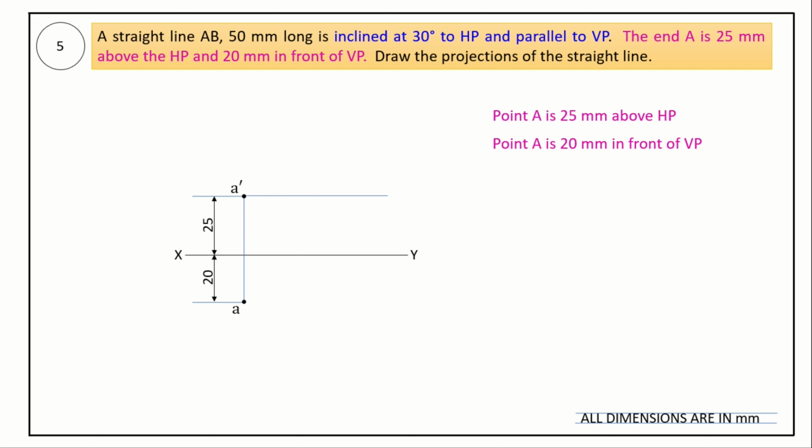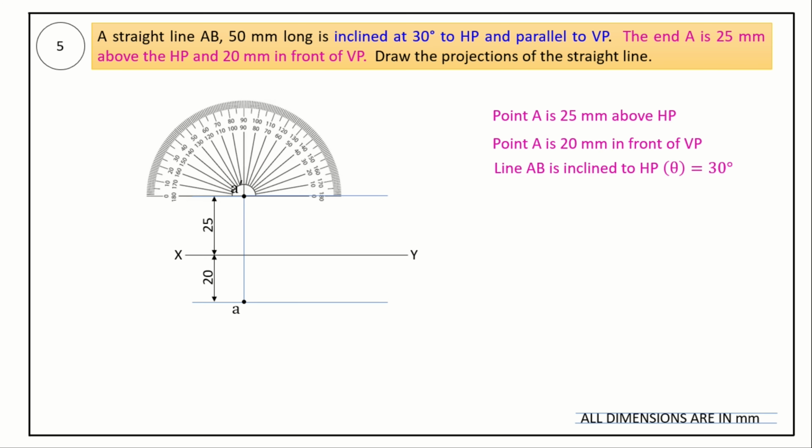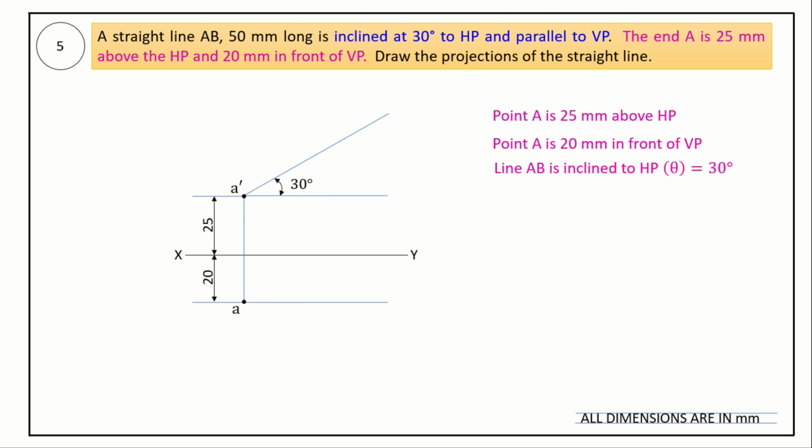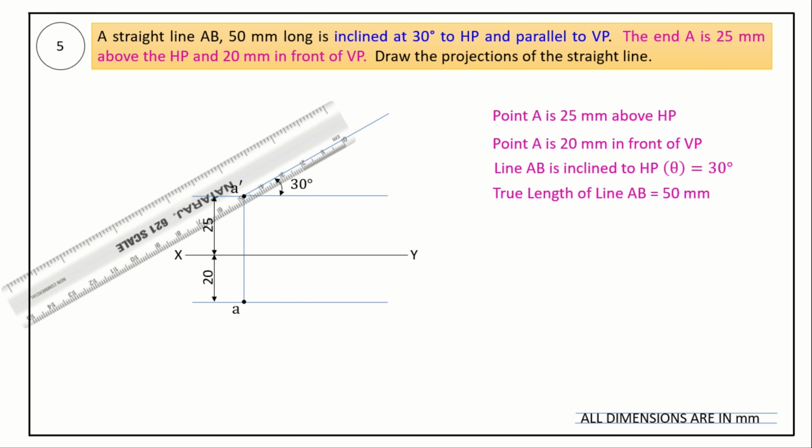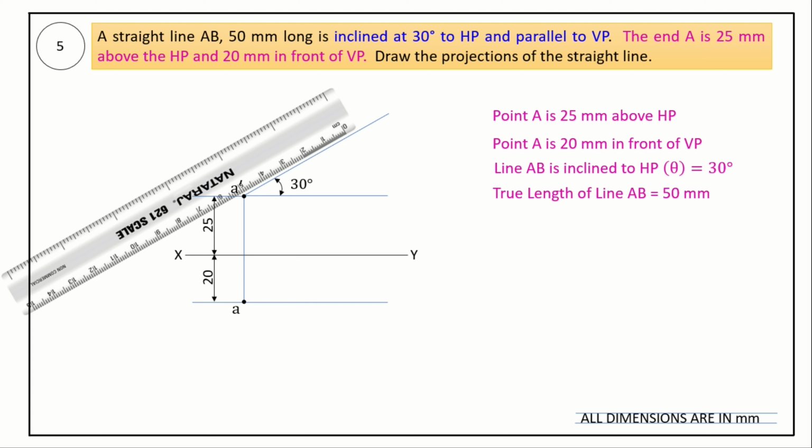Now, draw a line parallel to XY from A dash and also a line parallel to XY from A. The question says the line AB is inclined to HP, that is theta is equal to 30 degrees. So, take a protractor, keep the protractor on the reference point A dash, measure 30 degrees and draw an inclined line. Also, it is given the true length of line AB is equal to 50 mm. So, take a scale, measure the true length 50 mm, mark the point B dash.